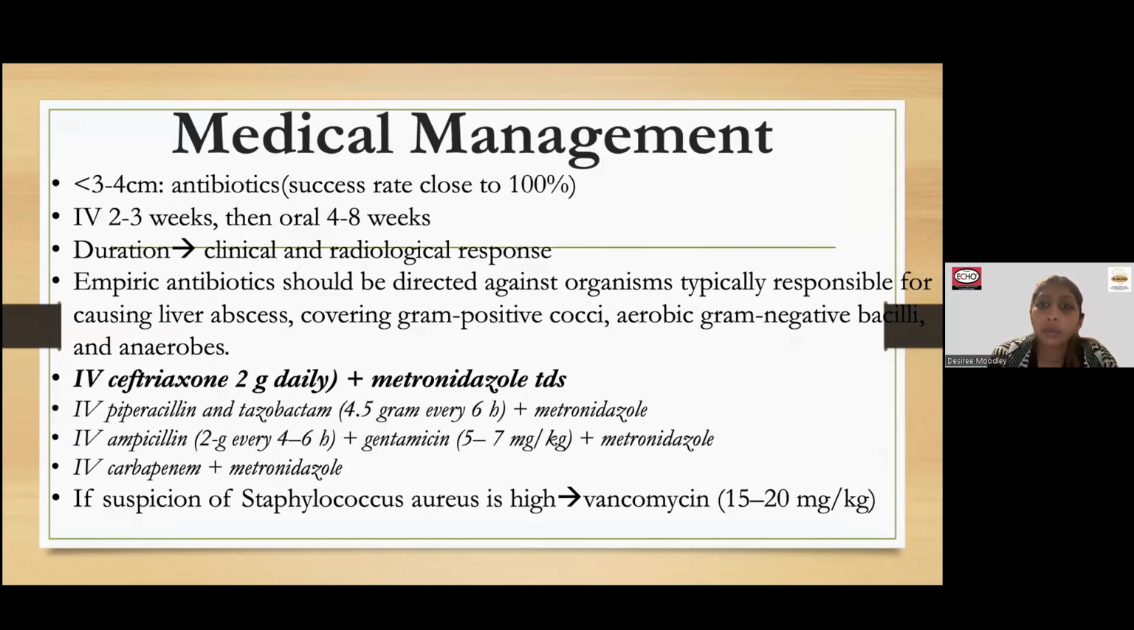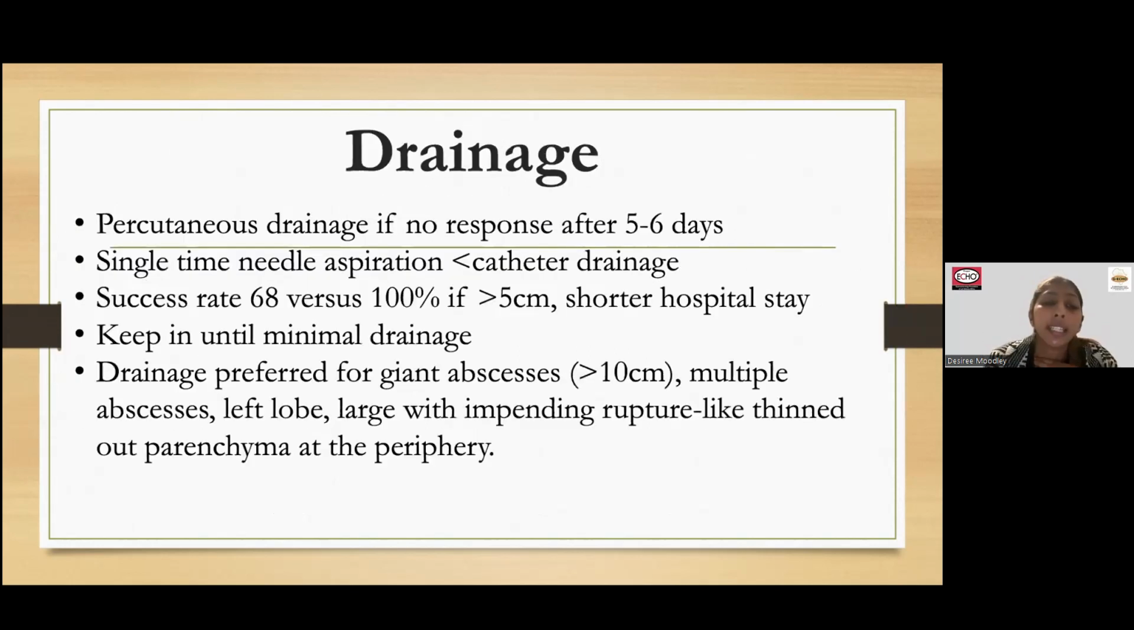Empiric antibiotics should be directed against the organisms that typically cause liver abscesses. It also depends on what you think is the trigger, the etiological mechanism. In general, we give IV ceftriaxone 2 grams daily and Flagyl TDS, but you may consider other combinations as well. And if you suspect Staph aureus, then you'd want to add on vancomycin. Drainage can be considered, and that's in patients who don't respond after 5 to 6 days.